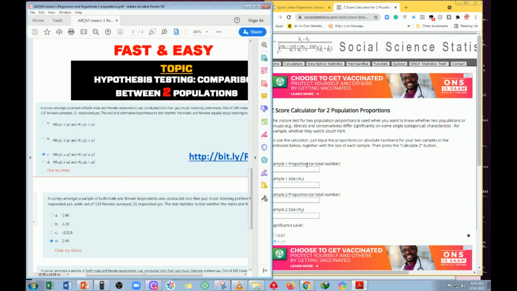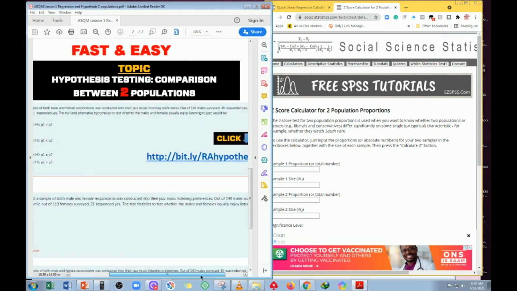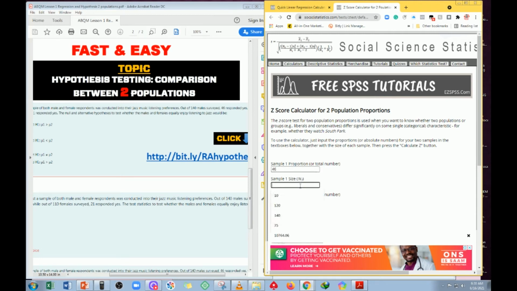So to calculate the test statistic, we simply enter our figures. Remember, we have sample 1 and sample 2. We can put the actual proportions, or not waste our time and just put the numbers. It depends on how the information is given. If you're given a proportion, you put a proportion. If you are given a number, you put a number. Here we are given numbers: 140 males, 46 responded yes, so 46 out of a sample size of 140.